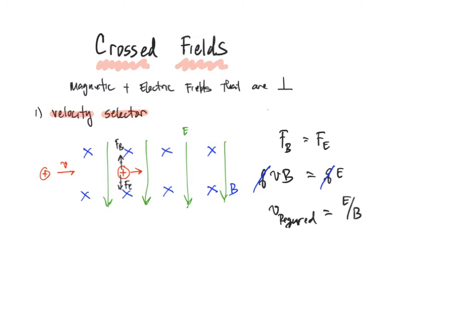And so this is called a velocity selector, because the only kind of particles that are able to move in a straight line through these crossed fields are the particles that have this exact velocity. If the velocity is more, then the magnetic force will dominate and the particle will move upward. If the velocity is too small, the electric force will dominate and the particle will move downward. So that's a very simple example of a crossed field.